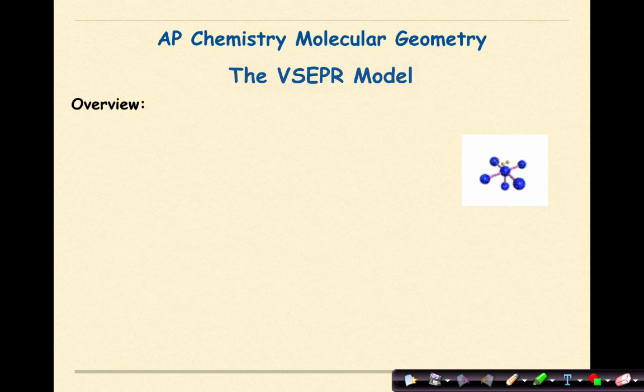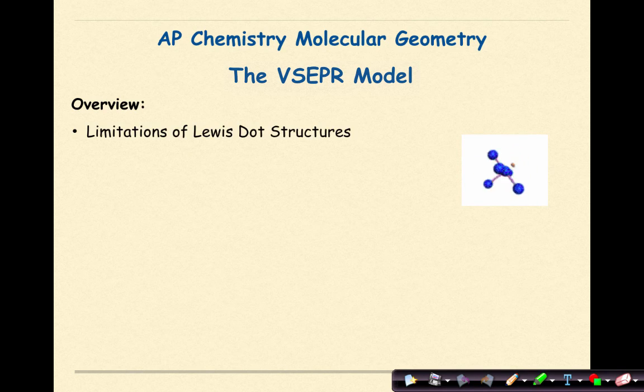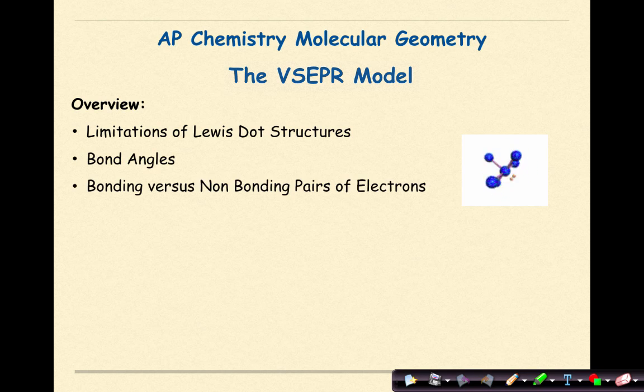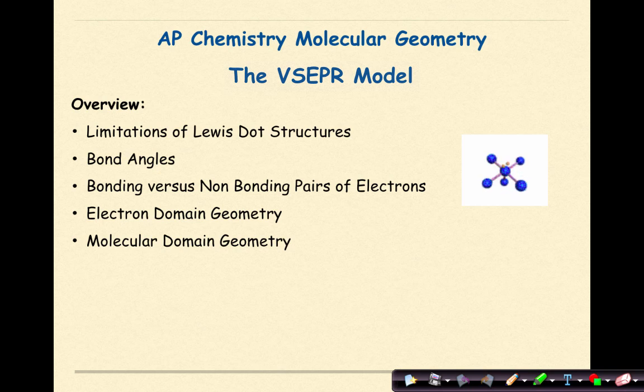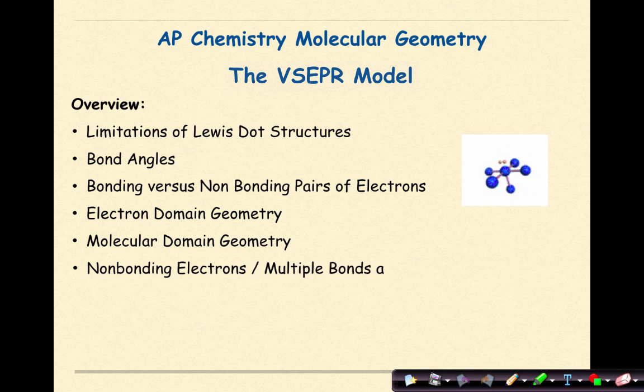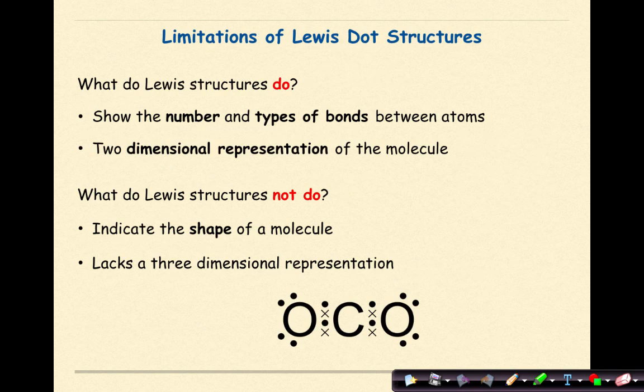AP Chemistry, Molecular Geometry, the VSEPR Model. Specifically, what we're going to look at today is limitations of Lewis dot structures, bond angles, bonding versus non-bonding pairs of electrons, electron domain geometry, molecular geometry, and finally, non-bonding electrons and multiple bonds and their effect on bond angles. Limitations of Lewis dot structures.